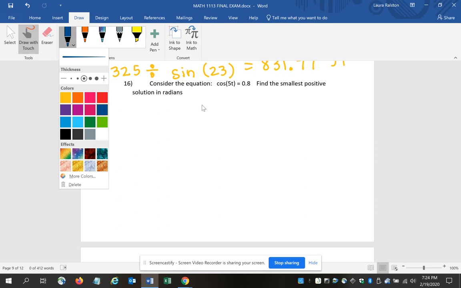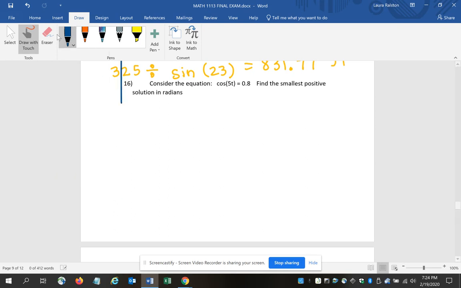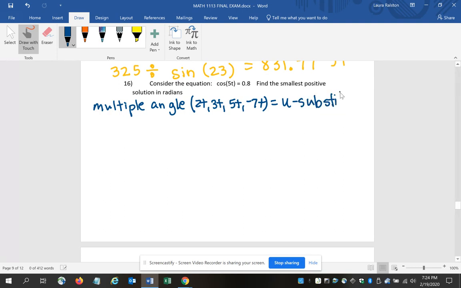And so typically when you have a multiple angle, we use a process called substitution. That is a technique that you see a lot in calculus. A multiple angle is anything like 2t, 3t, 5t, negative 7t, whatever. If you have something other than plain old t, it's called a multiple angle. And when we have that, we use a process called substitution.